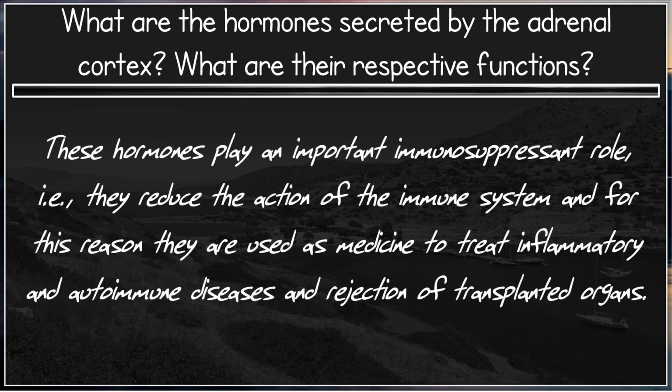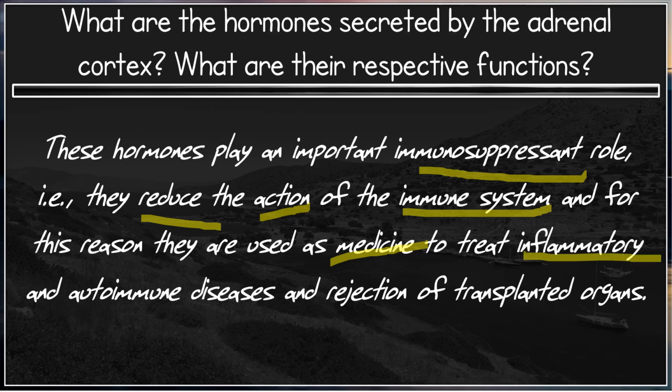These hormones play an important immunosuppressant role, that is, they reduce the action of the immune system, and for this reason they are used as medicine to treat inflammatory and autoimmune diseases and rejection of transplanted organs.